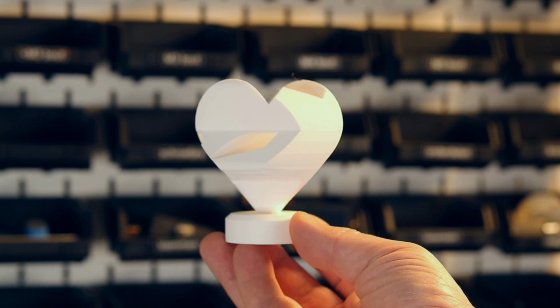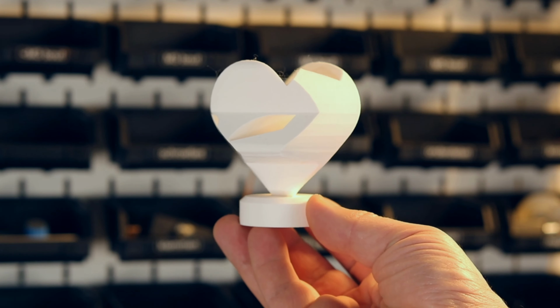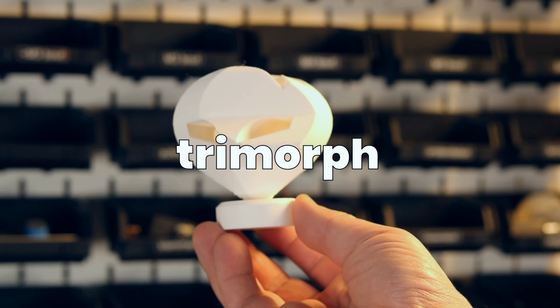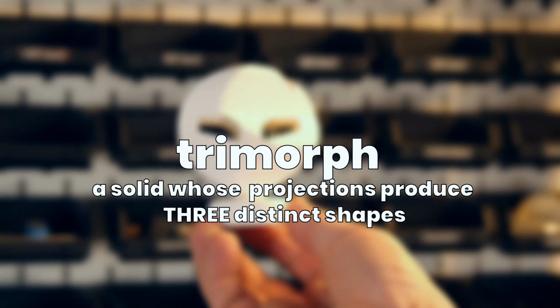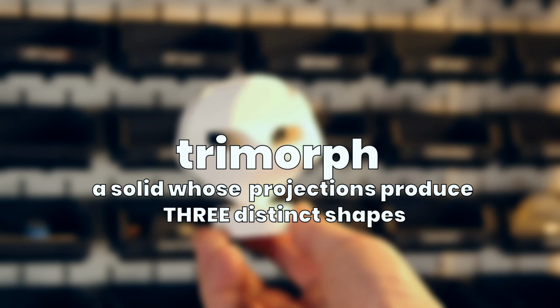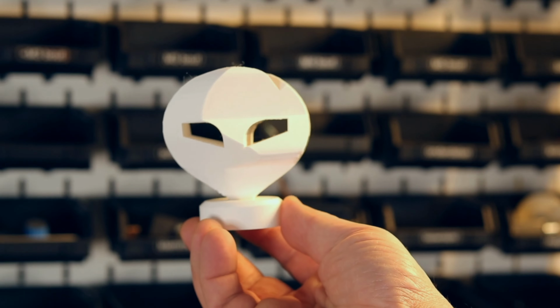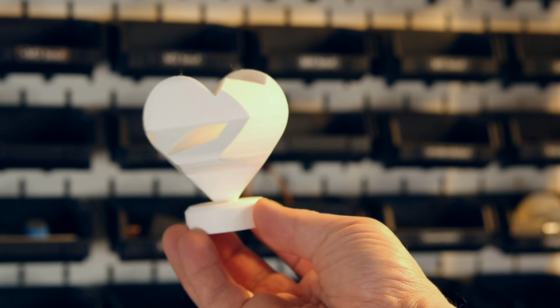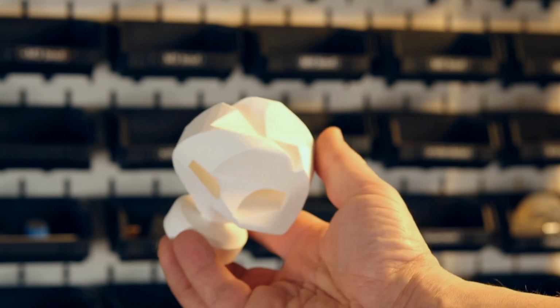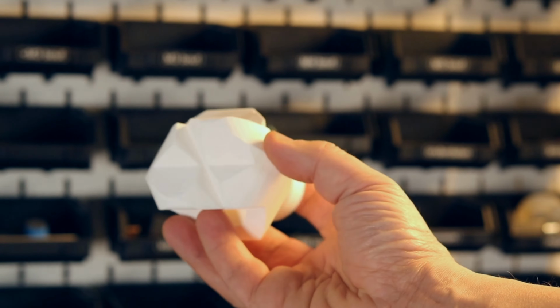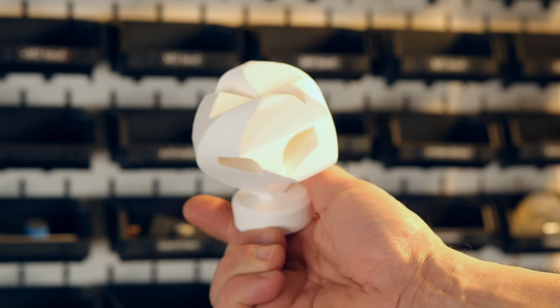We can take it a small step further. If a solid produces three different silhouettes, we can call it a trimorph. This one reveals three shapes: a star, an alien, and a heart. In this case, the silhouettes are not placed at 90 degrees, but at angles of about 60 degrees.